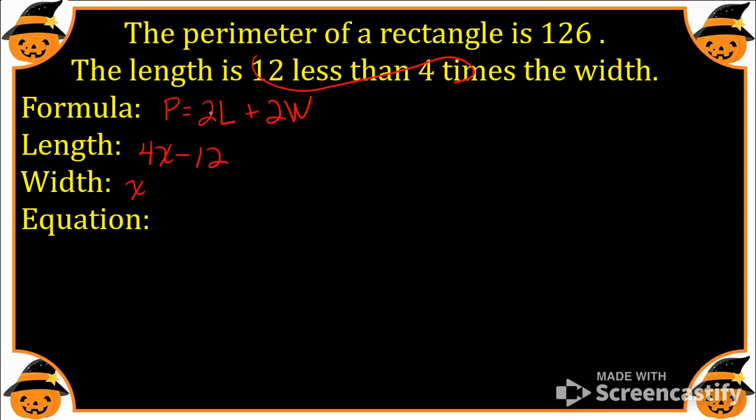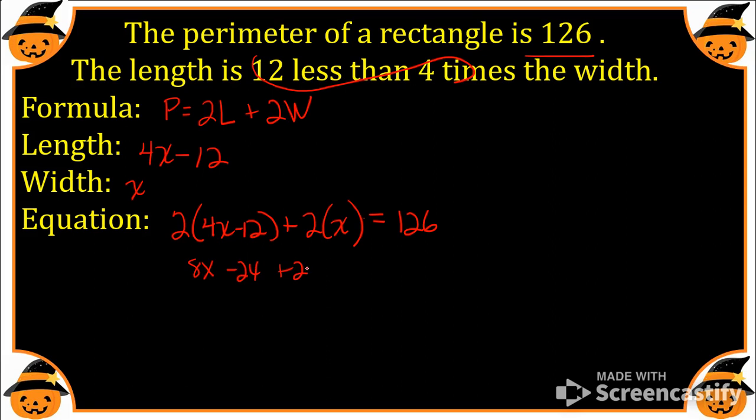We're going to use the formula to write our equation. I'm going to go ahead and put my equals 126 at the end. So we have 2 and then our parentheses, and the length is represented with 4x minus 12 plus 2 times, we're going to put in x for the width. That's our equation. We're going to distribute and solve. So we get 8x minus 24 plus 2x equals 126. We're going to combine like terms. We're going to have 10x minus 24 equals 126.